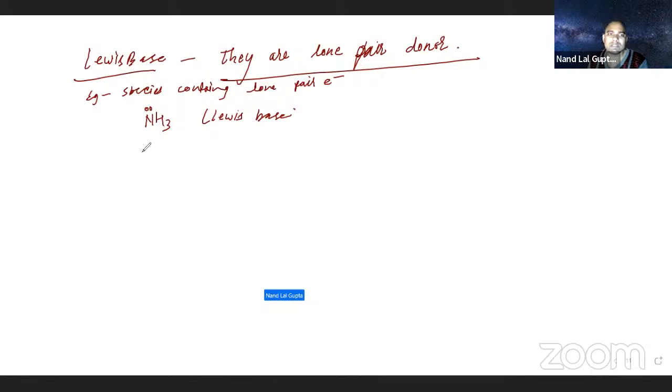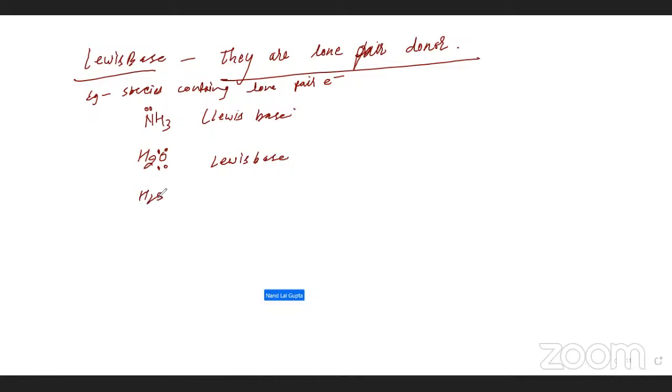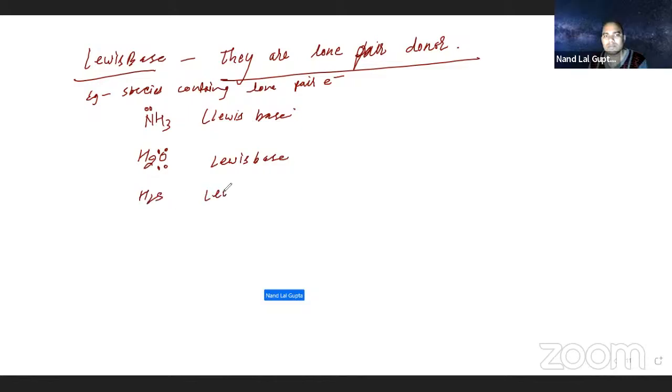So whatever species are there, if they have a lone pair of electrons, that is regarded as a Lewis base. If suppose H2S is there, that is also a Lewis base. Second one, PH3, where again lone pair electrons are there, so that is again a Lewis base.